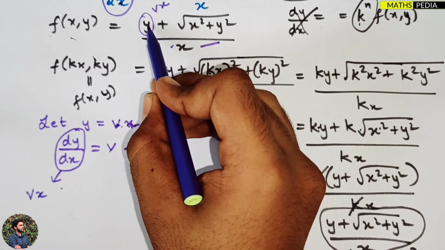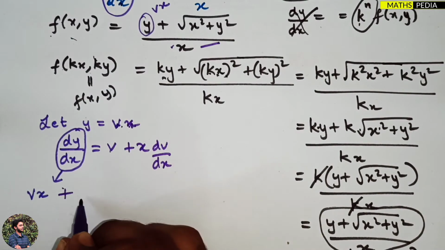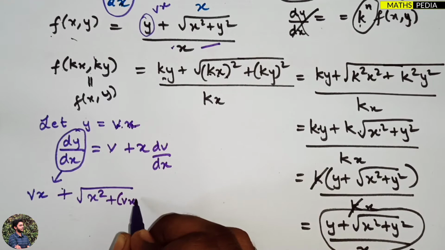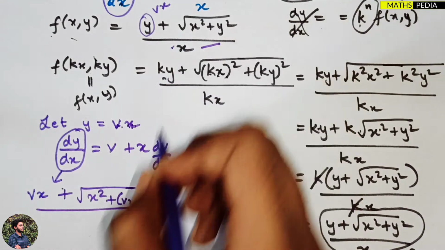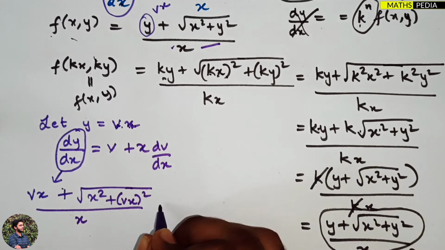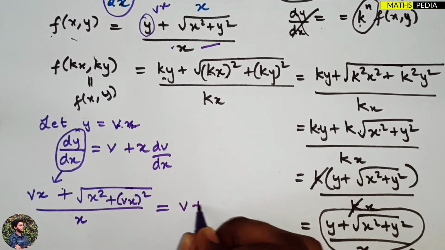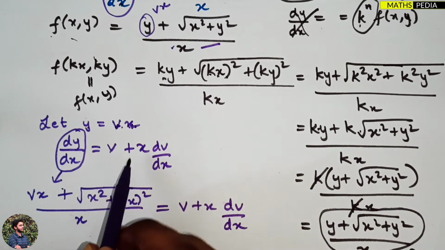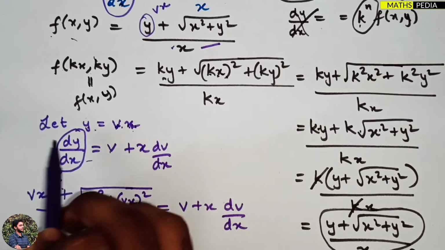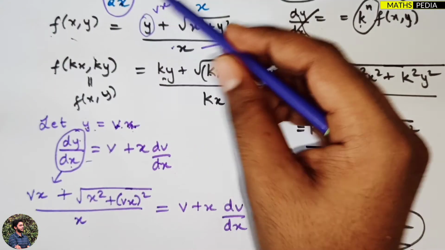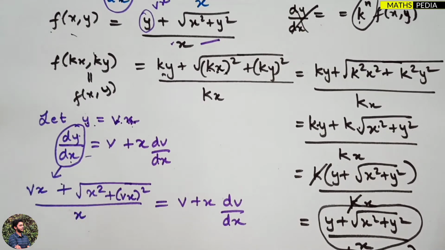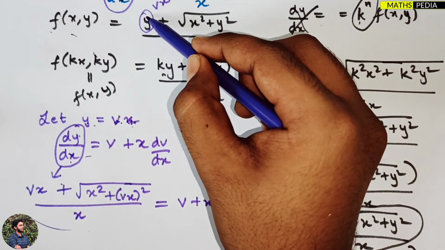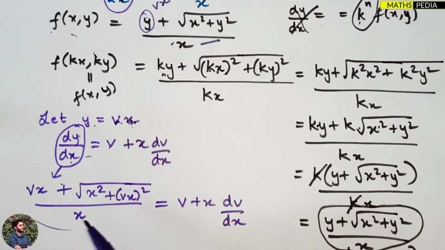So y is Vx, plus under root of x square plus, in place of y square I have to place again Vx, so Vx whole square, whole thing divided by x, equal to, on the RHS side, v plus x into dv by dx. Just a simple thing. I have considered y is equal to Vx, then differentiating both sides with respect to x, I get dy by dx on the LHS part. In the question also I have dy by dx, so I am just replacing this dy by dx with the question, substituting y is equal to Vx. Okay, that's the step I have done.